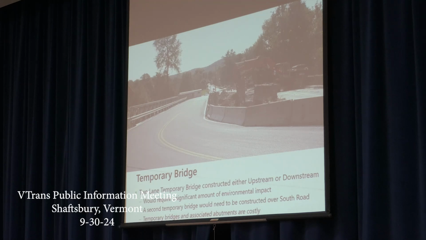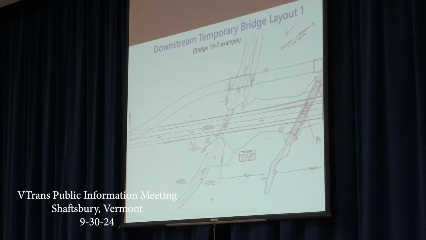of these culverts. It would require a significant amount of environmental impact, tree clearing, wetland impact, to create this offline new roadway. In the case of 19.7, a second temporary bridge would be needed to maintain the South Road underpass under Route 7. Temporary bridges and associated abutments are very costly.